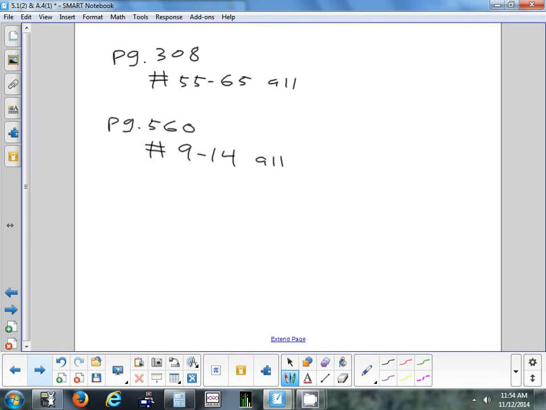So the first page of homework is on converting between the polar and rectangular. Page 308, 55 to 65 all. And page 560, it's on the complex numbers, 9 to 14 all. So tomorrow we'll finish up complex numbers and we'll start to learn the connection between polar and complex.